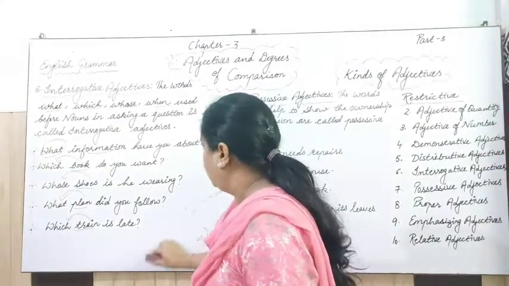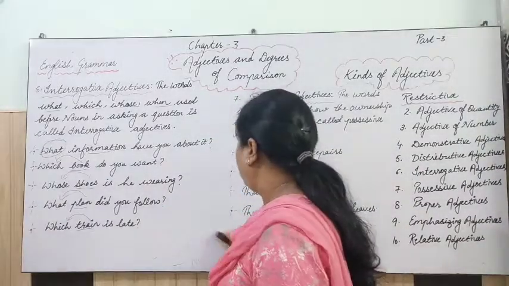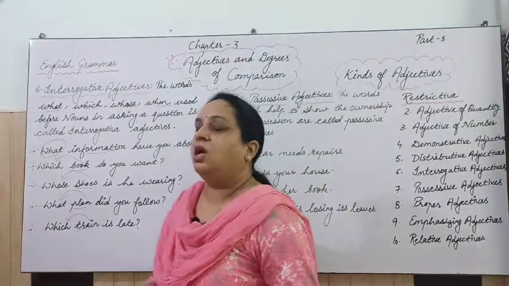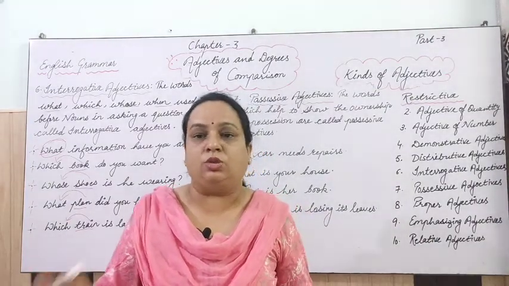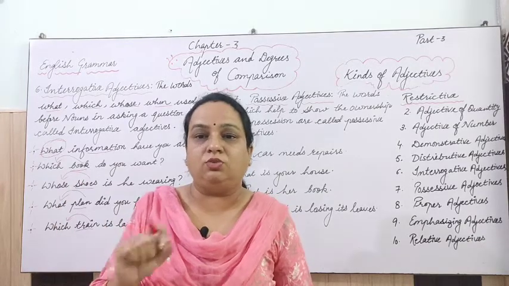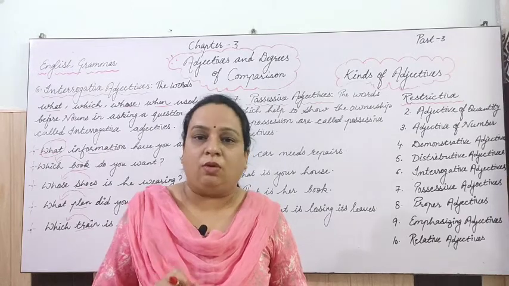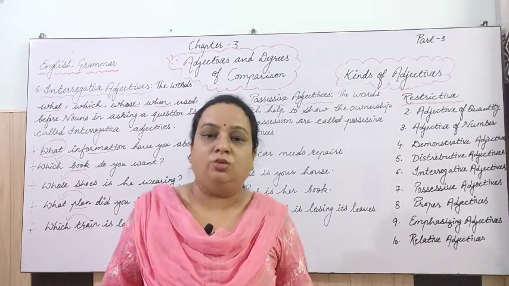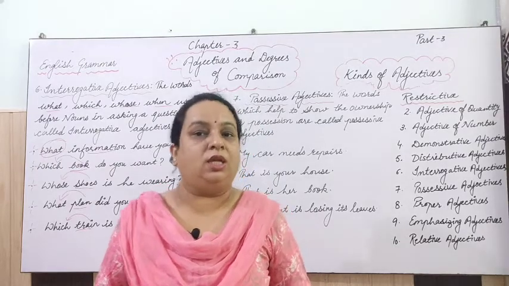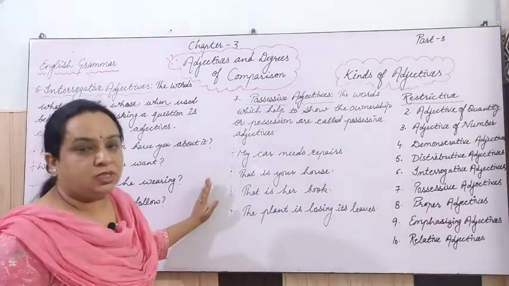Interrogative adjectives and interrogative pronouns. Everywhere, when we have to get the difference between demonstrative pronouns and adjectives, we have to see this. This is my house. After the word this, what is there? There is no noun, so it is a pronoun. But in this house is mine, house is there after the word this, so here it is working as an adjective. Next is possessive.